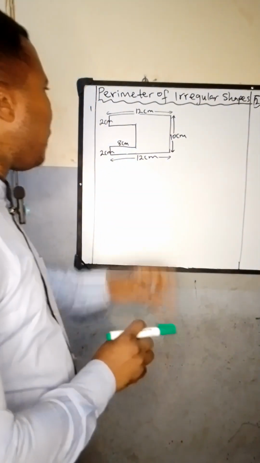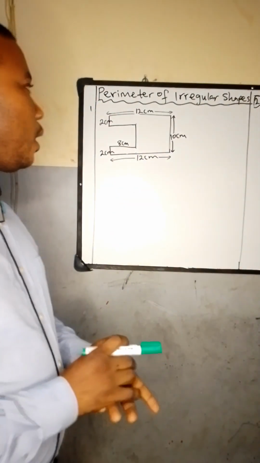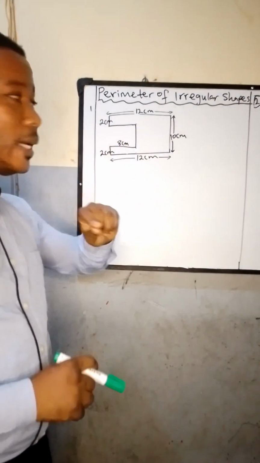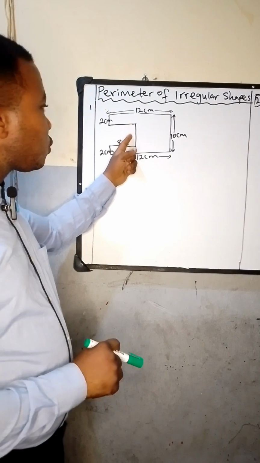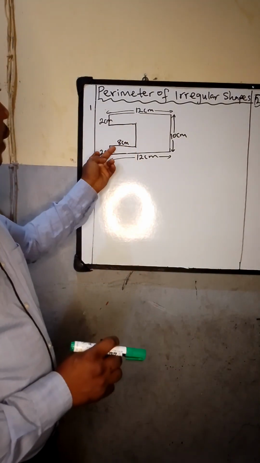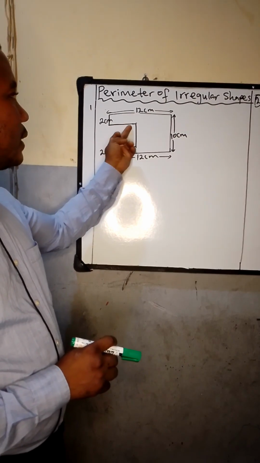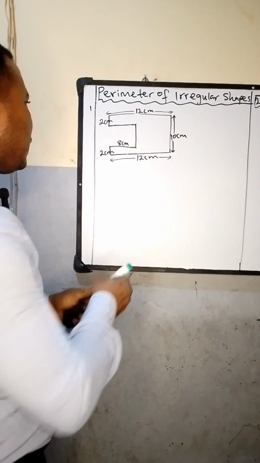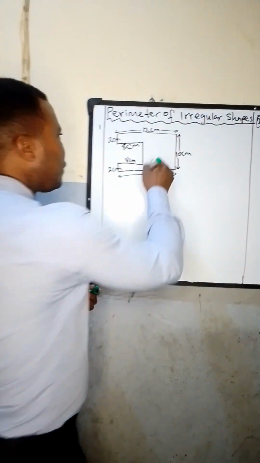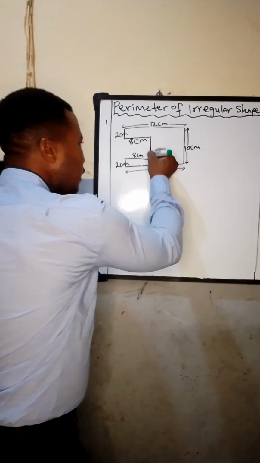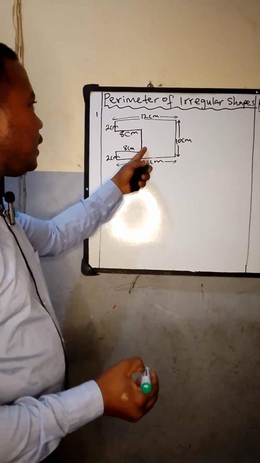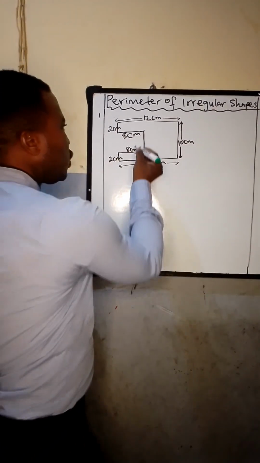Now let's find the perimeter of this question here. Let's check the number of unknown lengths. We have 1, we have 2, so we have 2 unknown lengths. But if you look closely, this one is the same thing as this. So in that case, this place is 8 centimeter. So we are left to find this one. How do we find this missing length? We can take it to be x.